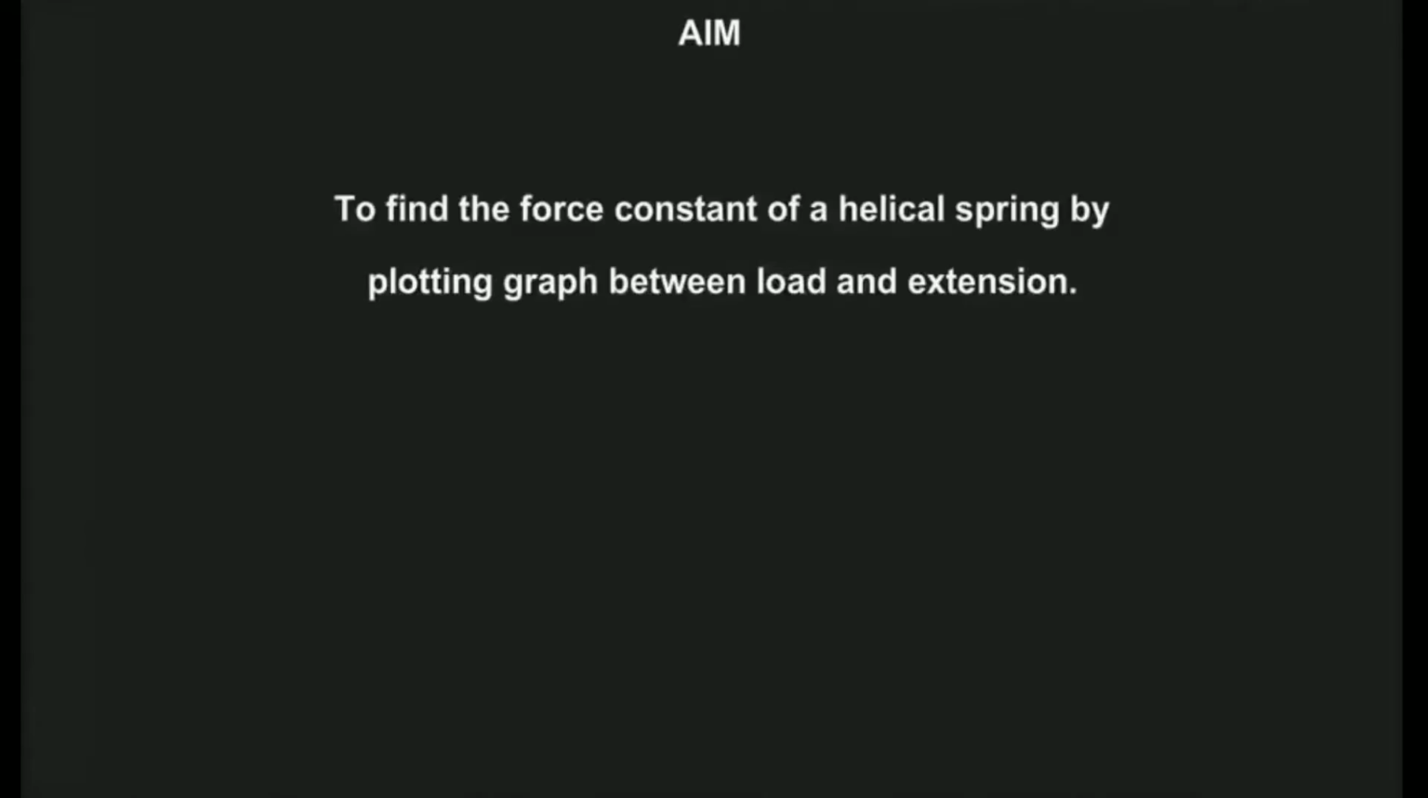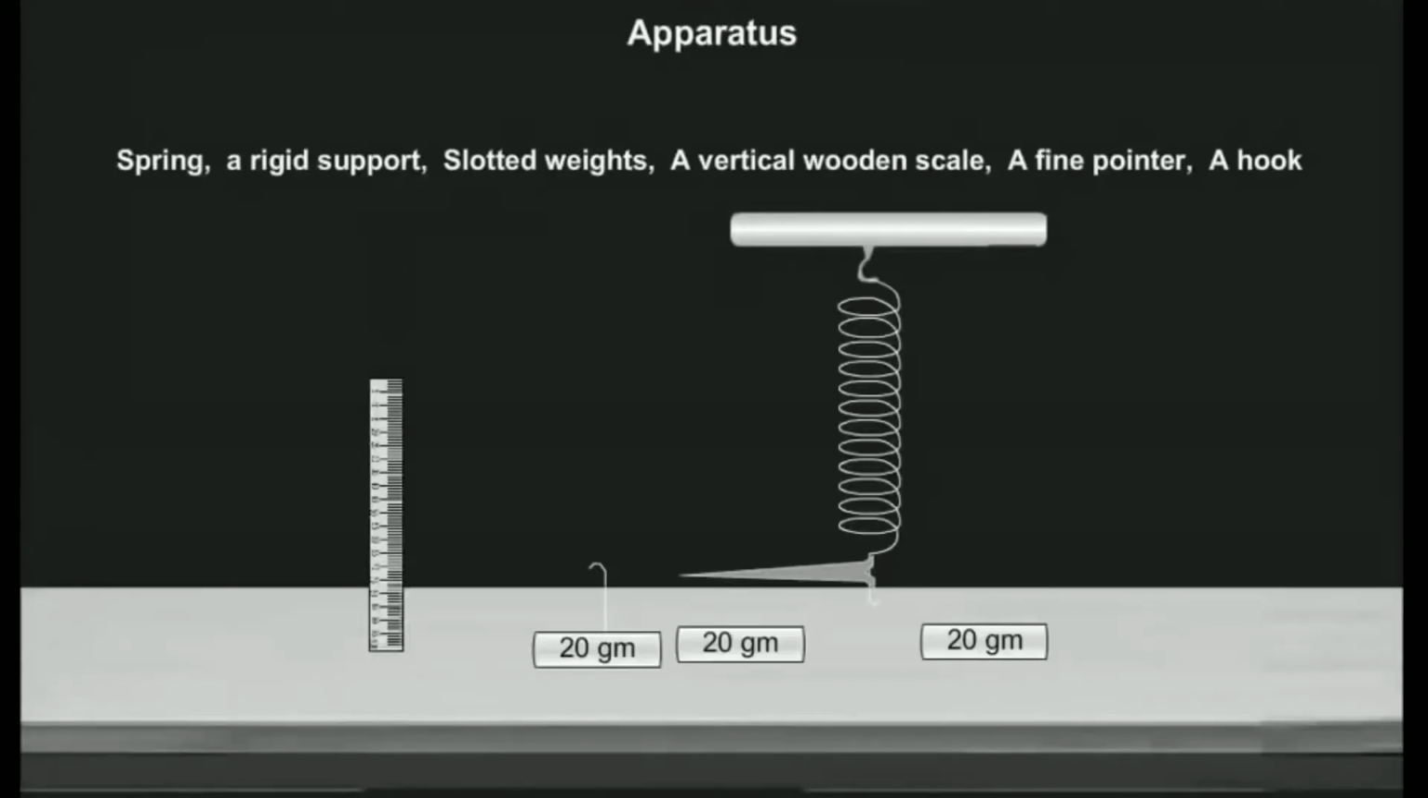Now today we are going to learn about the experiment force constant of the helical spring. So we will see the lab experiment with a total explanation in this video. So for this, the aim is to find the force constant of a helical spring by plotting a graph between load and the extension. And the apparatus required are a spring, a rigid support, slotted weights, a vertical wooden scale, a fine pointer, and a hook, as shown here.